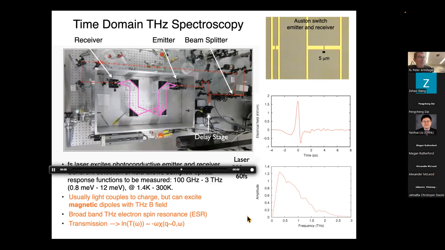Very often, you have a time-varying electric field. You're going to be using that electric field to couple to electric dipole degrees of freedom. But with the time-varying electric field, you get a time-varying magnetic field. And that time-varying magnetic field allows you to couple to magnetic dipole degrees of freedom. So if a material is, let's say, electrically uninteresting at low frequencies, and there are interesting magnetic degrees of freedom, then the time-varying magnetic field can excite them. And what you're essentially doing is a form of high-frequency electron spin resonance.